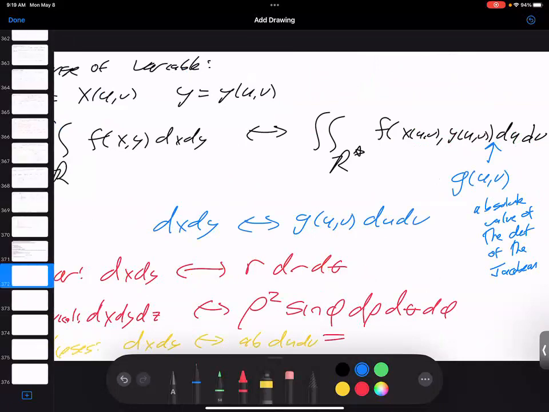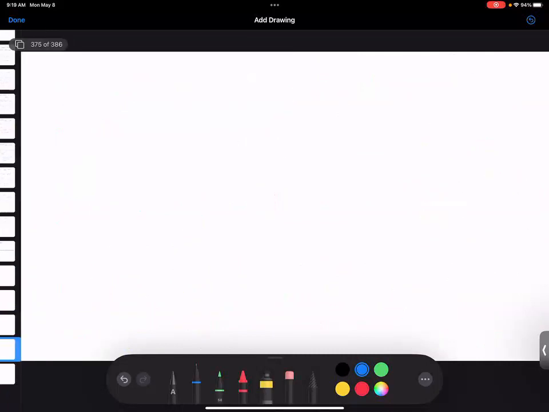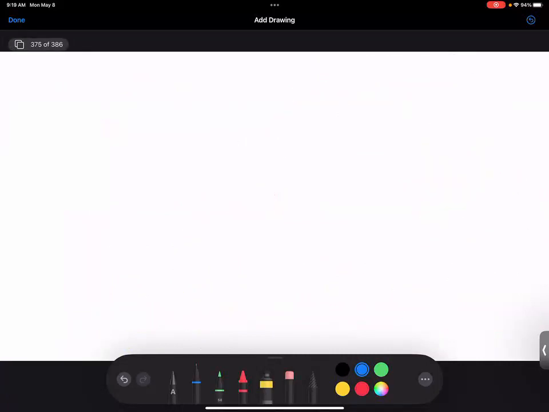So let's do an example. What's the simplest non-trivial example you can think of where we know what dx dy should transform to? But an example with some meat. So what's one of our transformations where we were able to discuss in class what dx dy should be? Polar. So let's do polar.